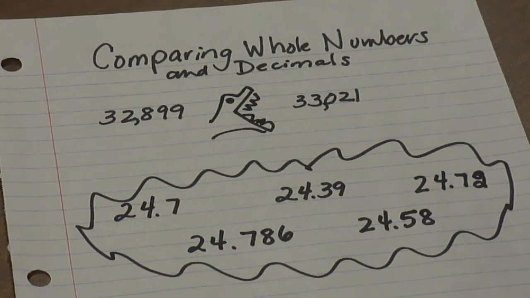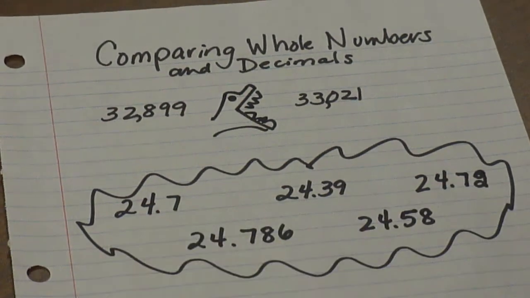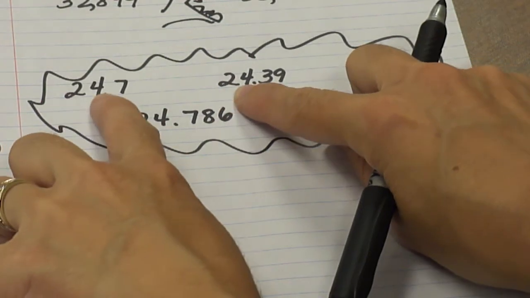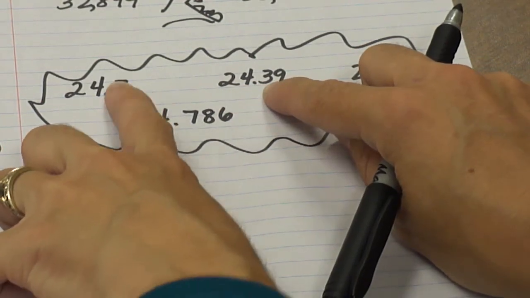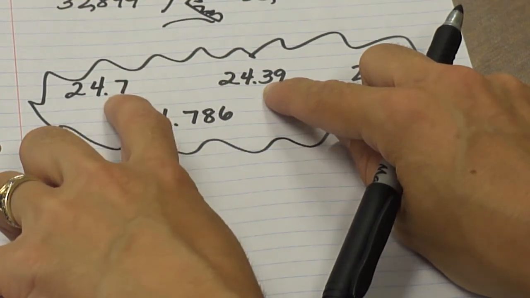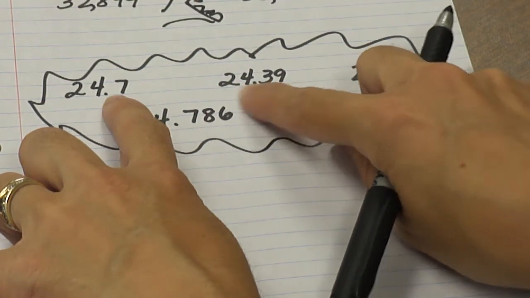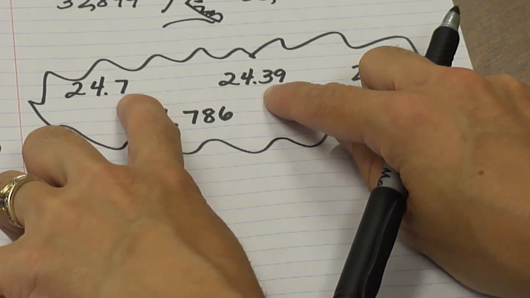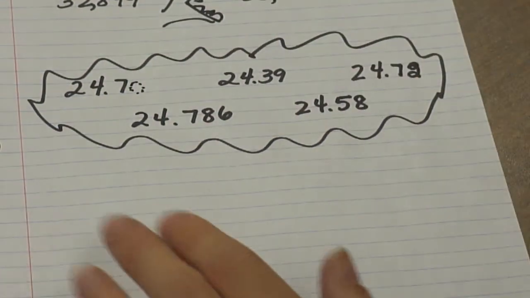If I had a question to put decimals in order, what I do with decimals is the same thing. If I were to compare these two alone, I want to put all of these in order. If I start with the first two, I can say, well, they both have 24 point, this is a 7 and this is a 3. This is a greater number, 24.7 or 24 7/10 is greater than 24 39 hundredths, because 7/10 is like 70 hundredths. It's greater.